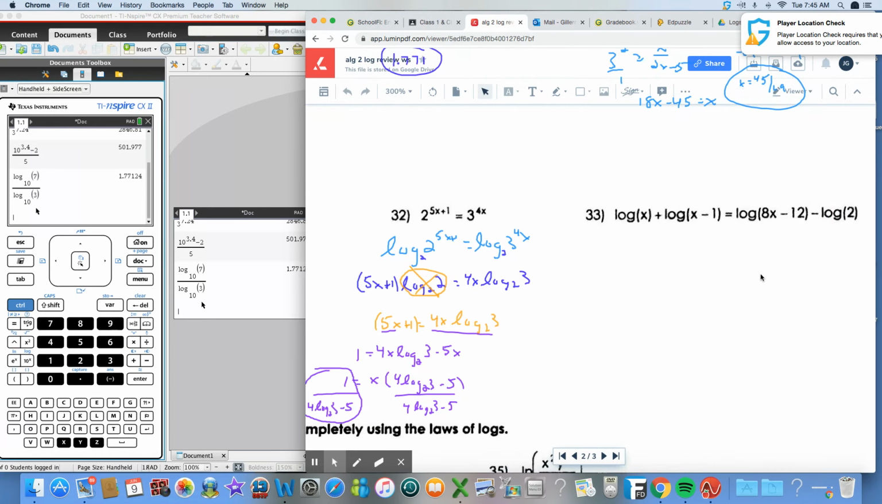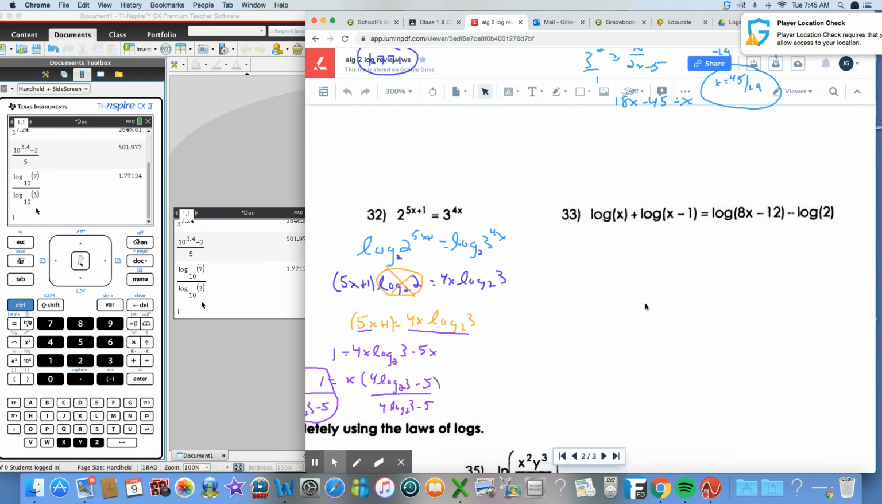All right, now 33. We have 1, 2, 3, 4 terms, logs. Logs are on both sides, but we want to condense the logs first. This is going to then become a very easy problem. Let's condense the logs first.